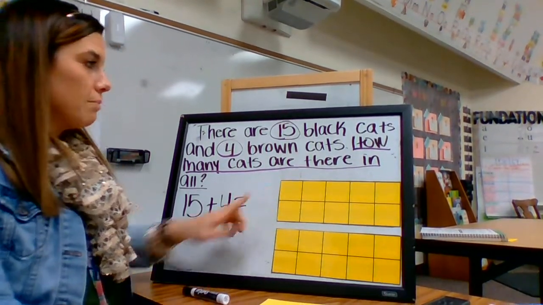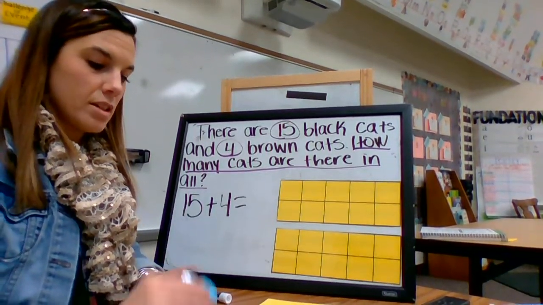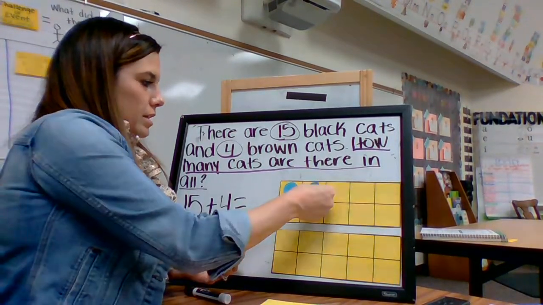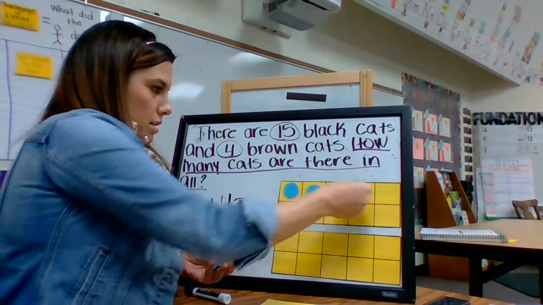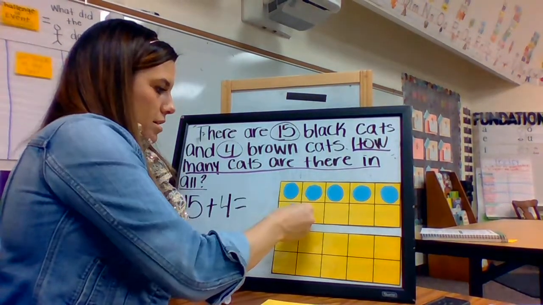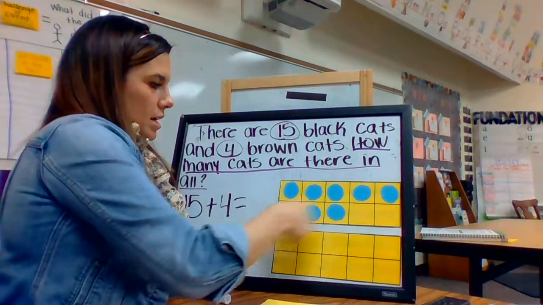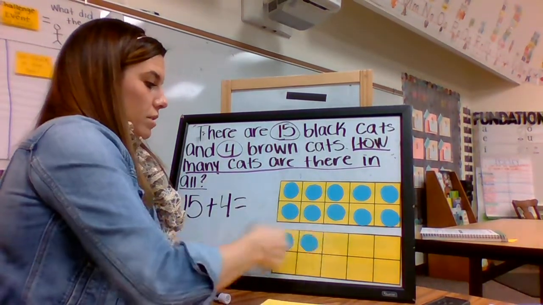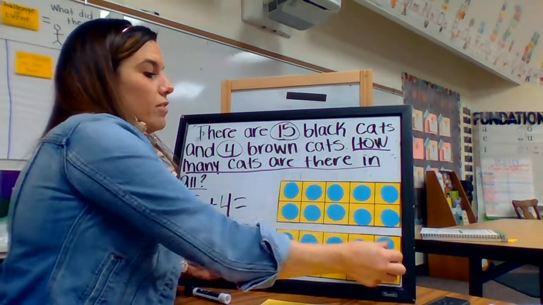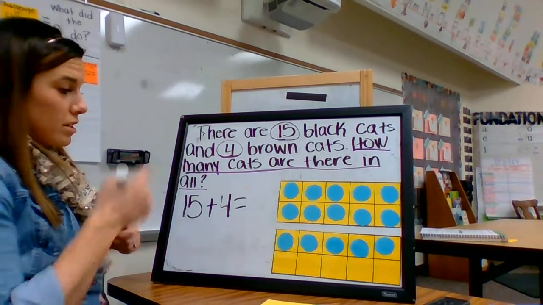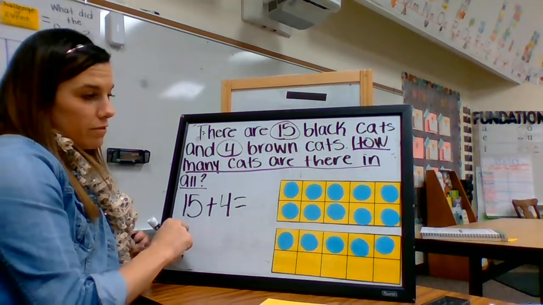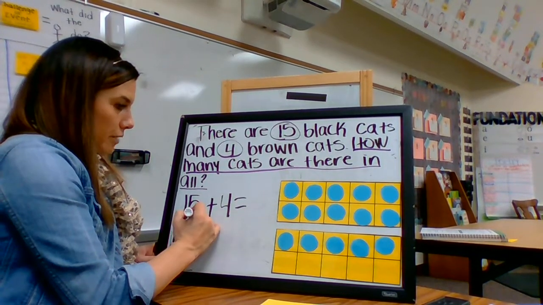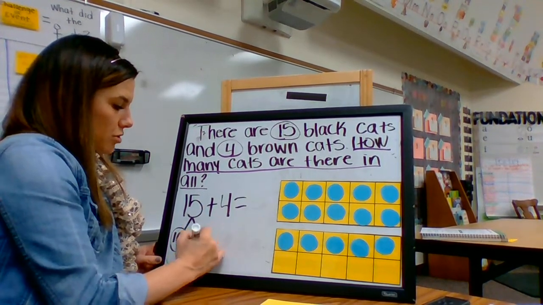Now, here's what I'm going to do. I'm going to put up my 15 black cats first. Now remember, this is why I have 2 10 frames. 1, 2, 3, 4, 5, 6, 7, 8, 9, 10, 11, 12, 13, 14, 15. Okay, so remember, this is what I do. I'm going to break apart my 15 because the number 15 has one group of 10 and 5 extra ones.